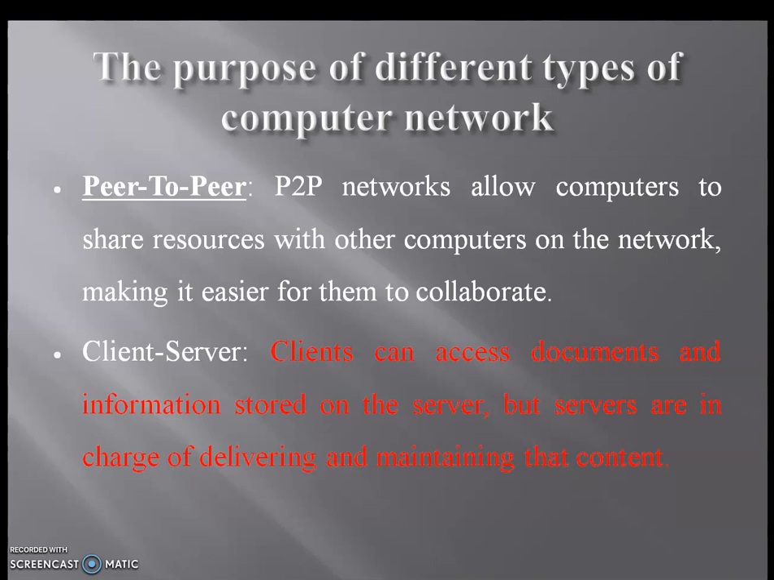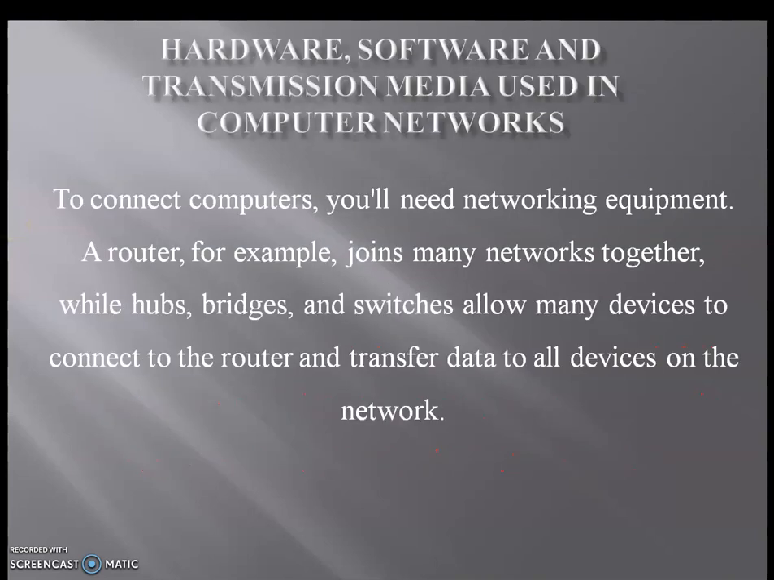The purpose of different types of computer network. Peer-to-peer, P2P networks allow computers to share resources with other computers on the network, making it easier for them to collaborate. Hardware, software, and transmission media used in computer networks. To connect computers, you will need networking equipment. A router, for example, joins many networks together.